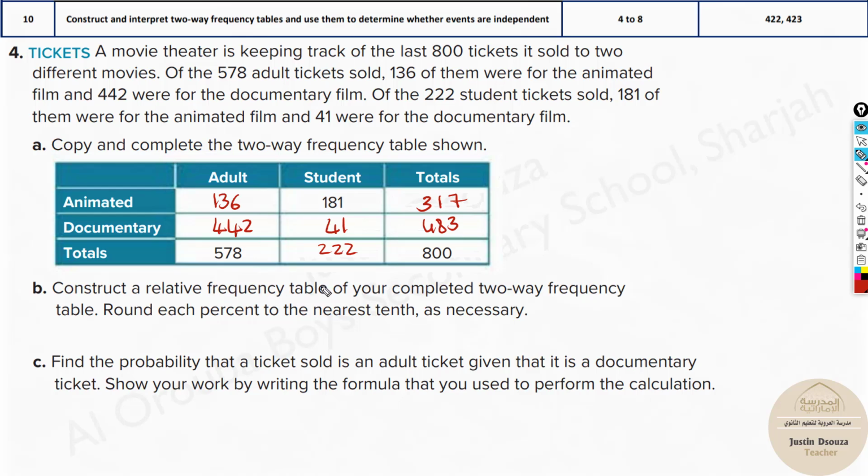Now they have asked you to construct a relative frequency table. Now this is very, very simple. It's just that each of these slots must be divided by the total number of tickets. How many total tickets are there? It's 800. This number at the bottom right corner is the final total of all the tickets. So you just have to divide each and every term by 800, and they want it in percent, nearest tenth.